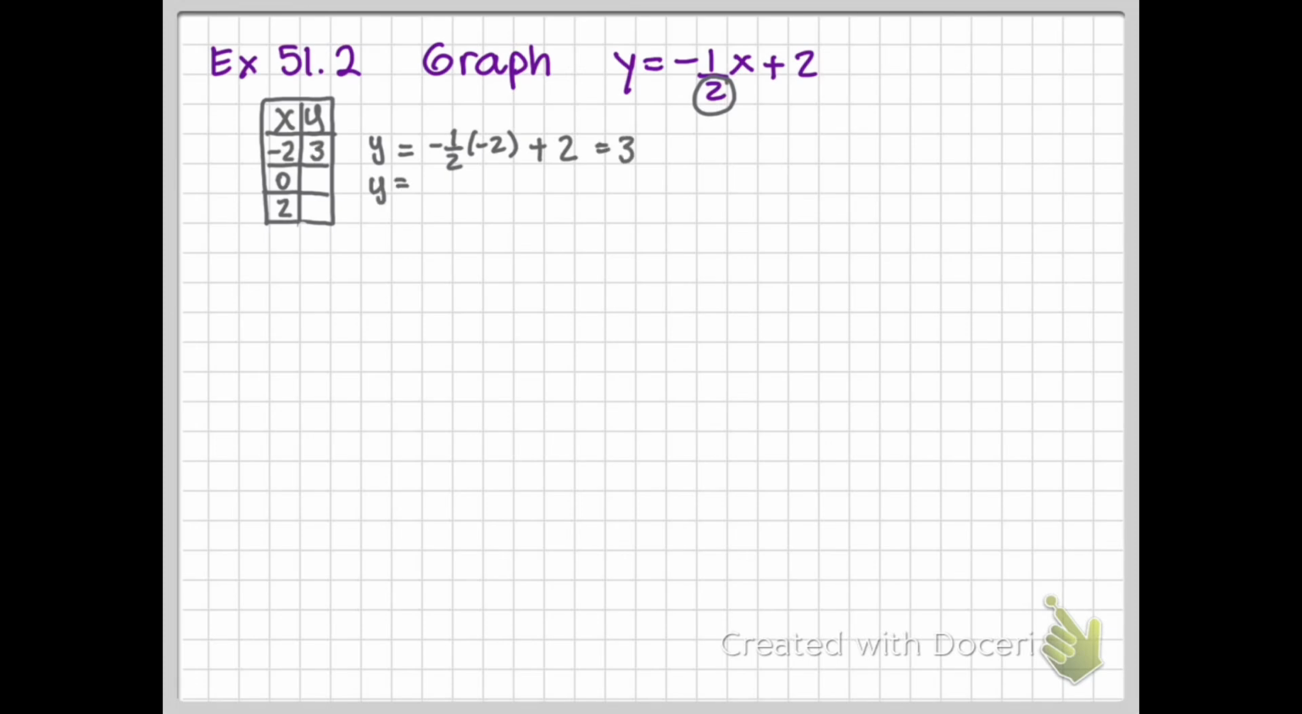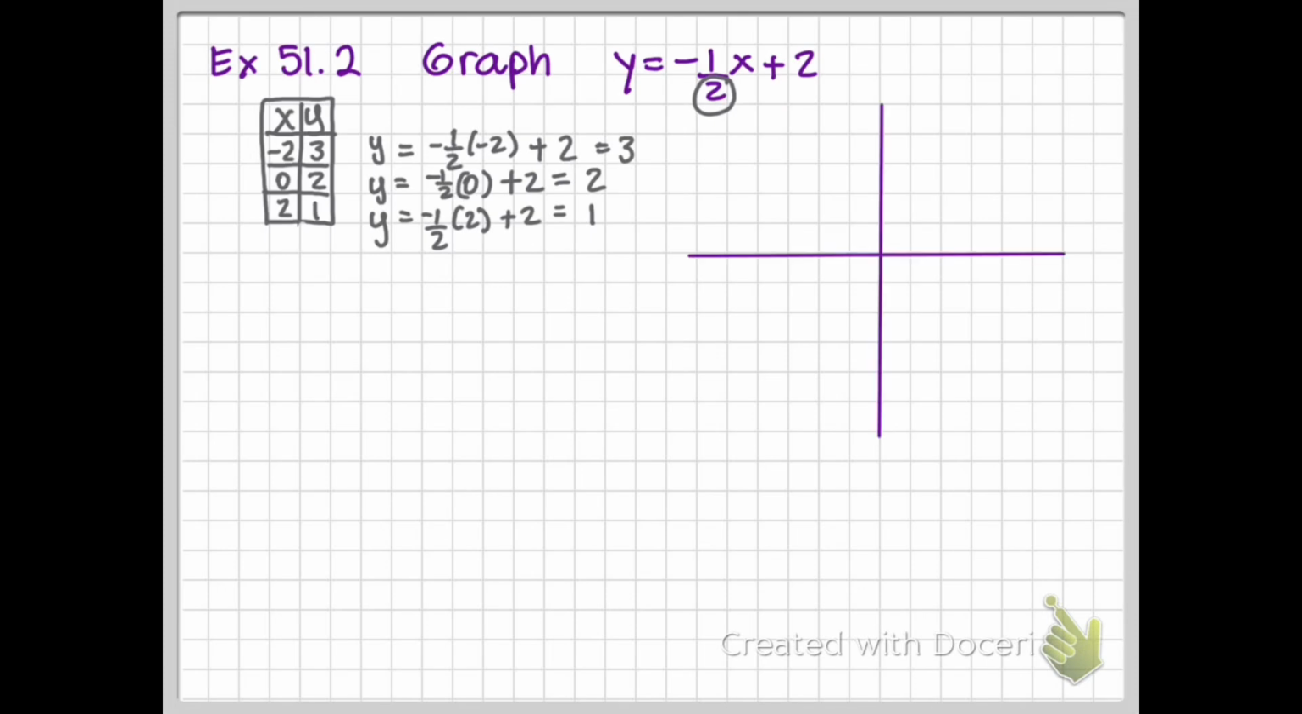Then we're going to do the same with 0. It's -1/2 times 0 plus 2 is 2. And then -1/2 times 2 is -1 plus 2 is 1. So our answer here is 1. And now we're ready to graph. The first point is -2, so 2 to the left and 3 up. Then 0, 2 is only going up 2. And 2, 1 is 2 to the right and 1 up.